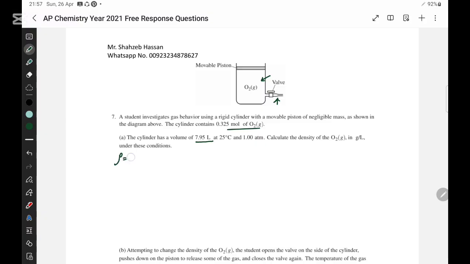So density is equal to mass by volume. For mass we have to multiply moles with the Mr. Mr is 32, so 0.325 times 32 comes out to be 10.4 gram of O2. Density is equal to mass by volume, so 10.4 gram divided by the volume, 7.95 liter, comes out to be 1.31 gram per liter.